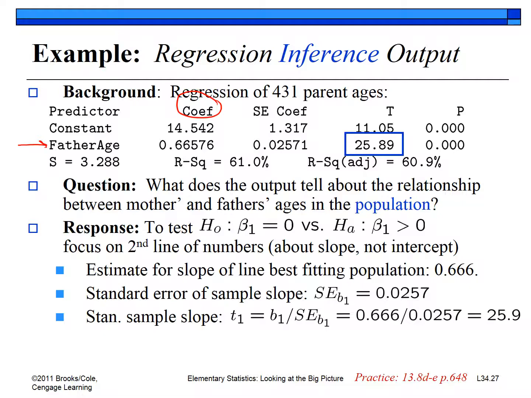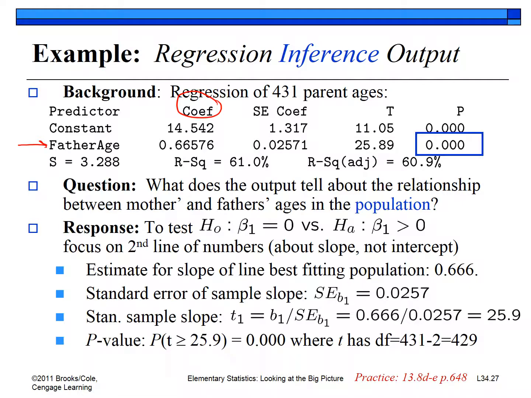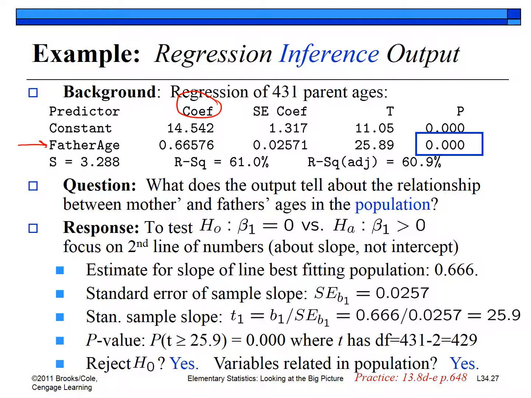Oh my heavens, that is huge. P-value to 3 decimal places is 0. That is just an enormous t-value. So, will we reject the null hypothesis? Oh yes, we will. That is a tiny, tiny, tiny p-value. So, can we conclude that there is a relationship between the variables? Absolutely.